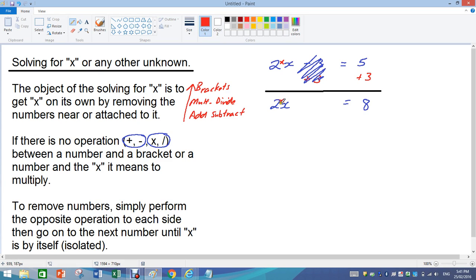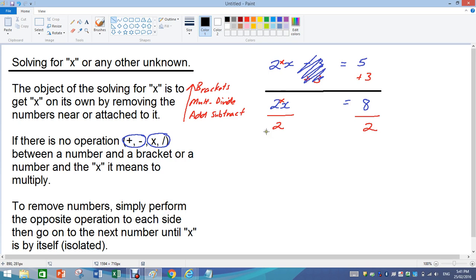So it's got 2 times x equals 8. So opposite of times is divide. So we divide by 2, and that will make the number 2 disappear, because 2 divided by 2 is 1. So you'll have 1x, which is just x. On the right side, we also have to divide by 2, because we divided by 2 on the left, we have to divide by 2 on the right.